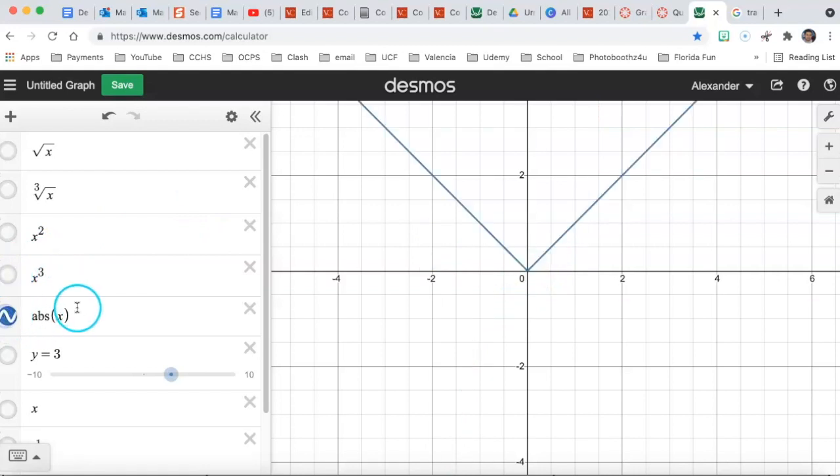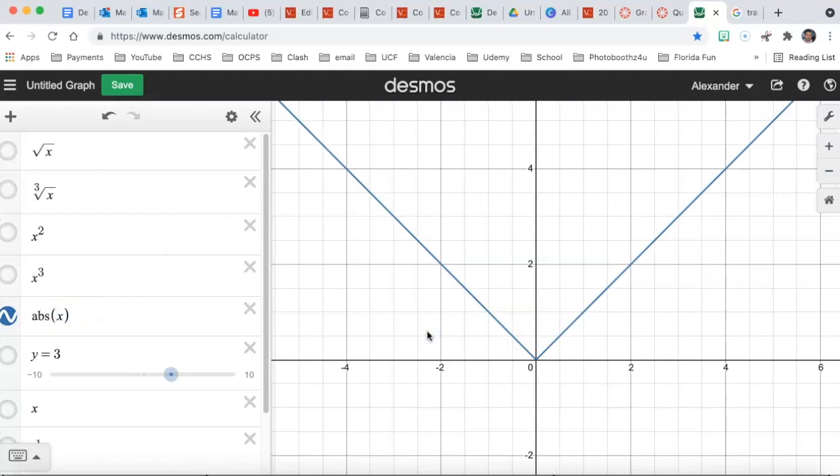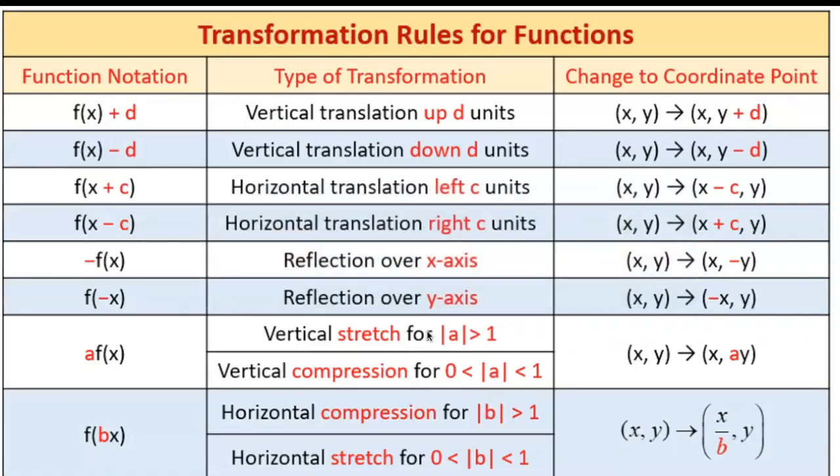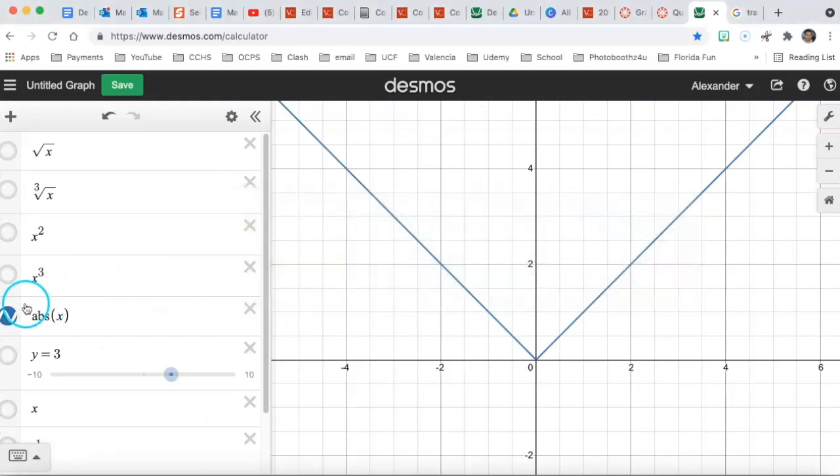Absolute value. The absolute value function, let me go back again just to make sure that you understand that. Absolute value function is this one, absolute value of x. The thing is, on Desmos, I have to write abs. That means absolute value. And it's a V-shaped graph. I have an arrow to the right, arrow to the left. There's symmetry about the y-axis.